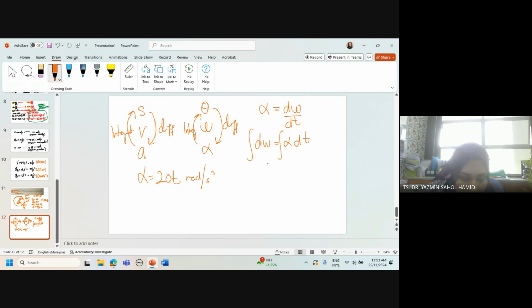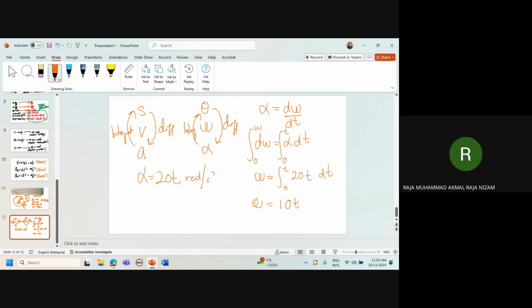Ini kita integrate terhadap apa? So ini kita integrate terhadap omega, so kosong ke omega. Ini integrate terhadap time, kosong ke t. So bila kita integrate terhadap omega jadi omega. So ni jadi 20t dt. Okay, so macam mana nak integrate 20t? 20t integrate dapat apa? Cepatlah. 10t square. Radian per second.